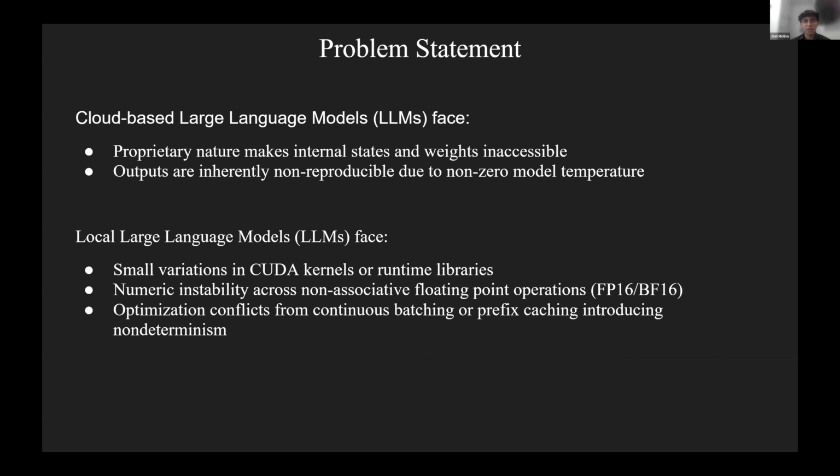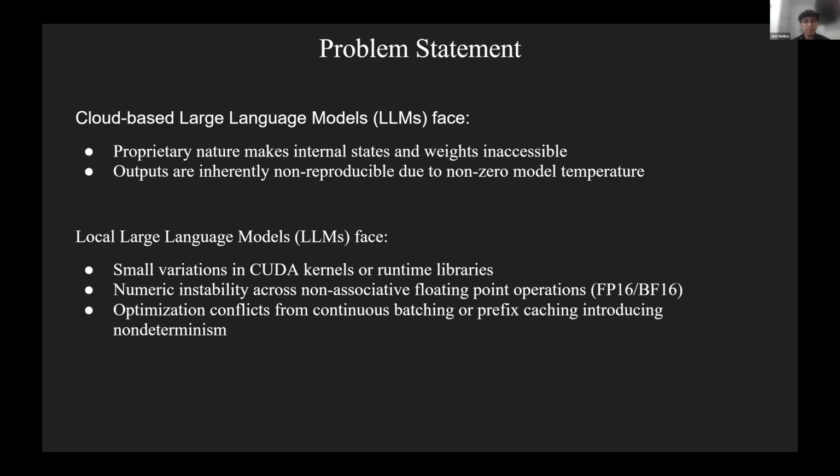Getting further into the problem, both cloud-based LLMs and local LLMs face certain problems. Cloud-based models are proprietary in nature. They're owned by private companies, meaning you can't hash the internal weights or their states. You also can't reproduce their results because they have a non-zero model temperature, and you can't generally change this.